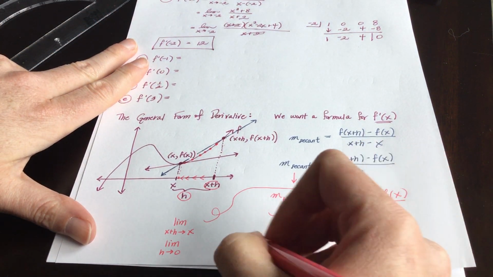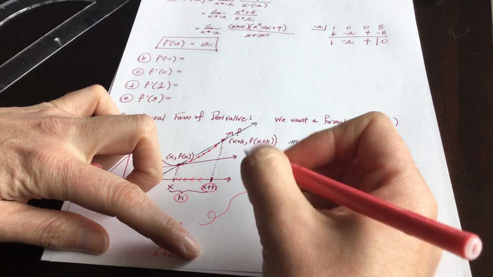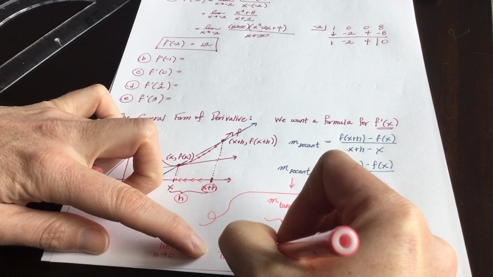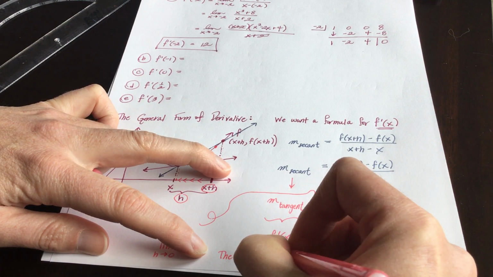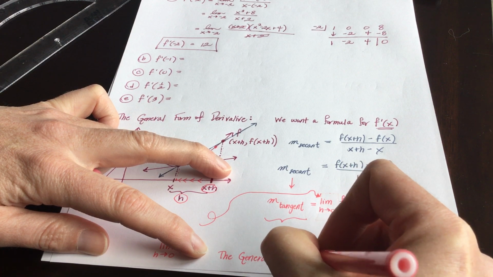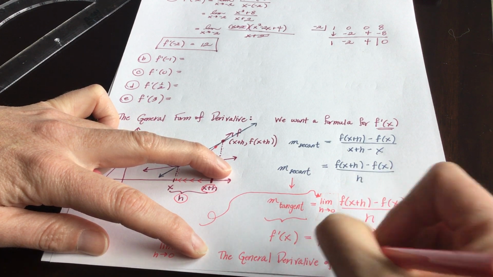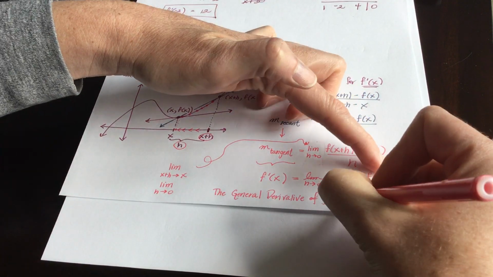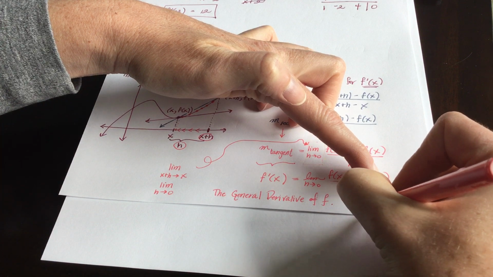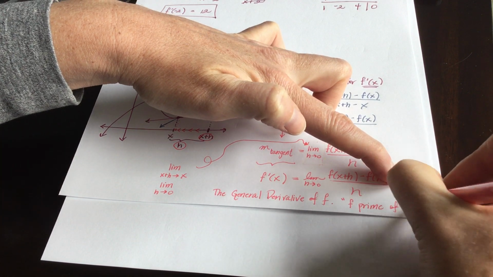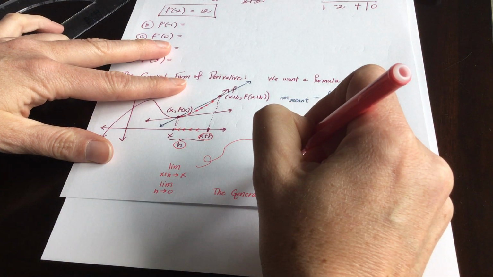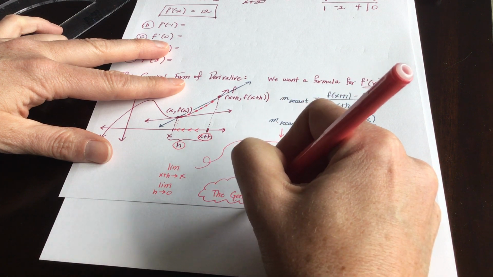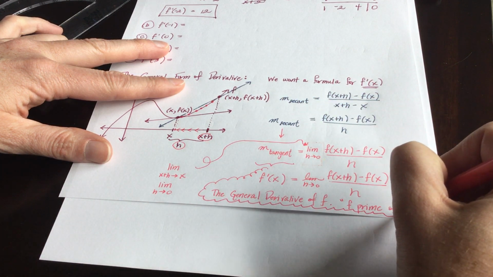Okay, and so this is called the general derivative of a given function f, and also known as f prime of x. That's its nickname. There you go. And what is it? It's a formula for the slope of a tangent line at any given x value.